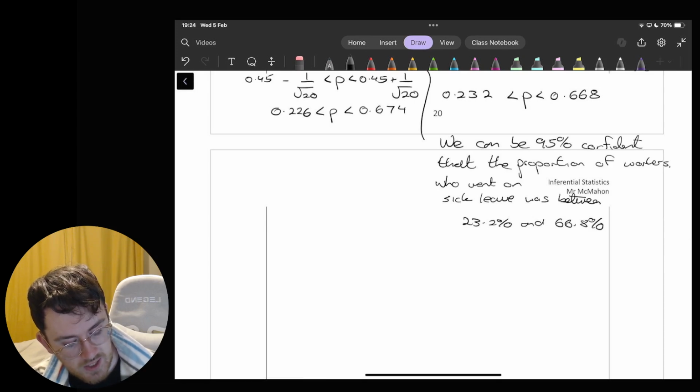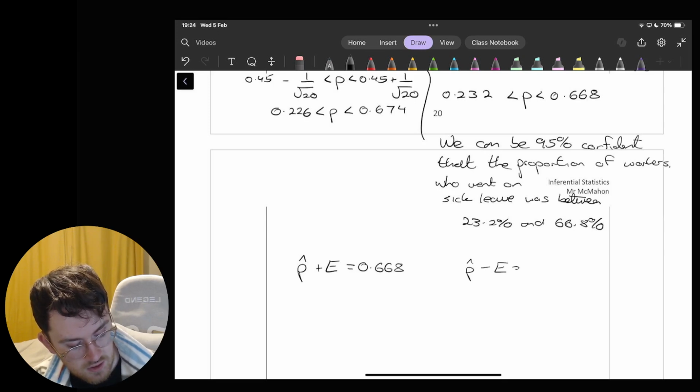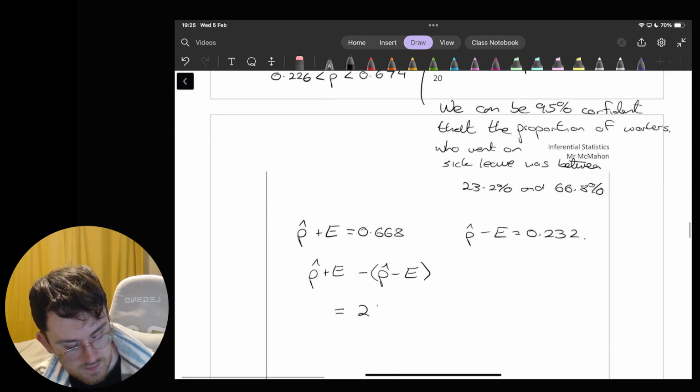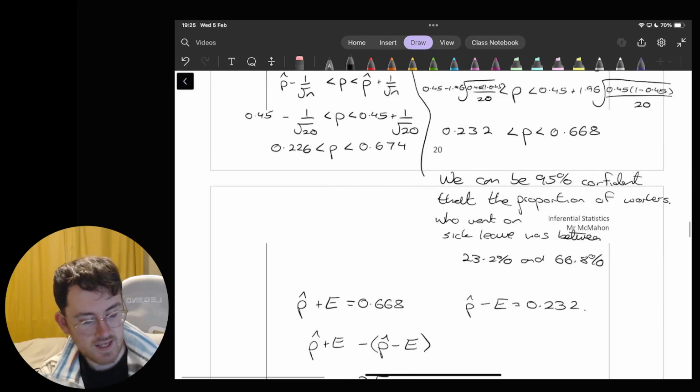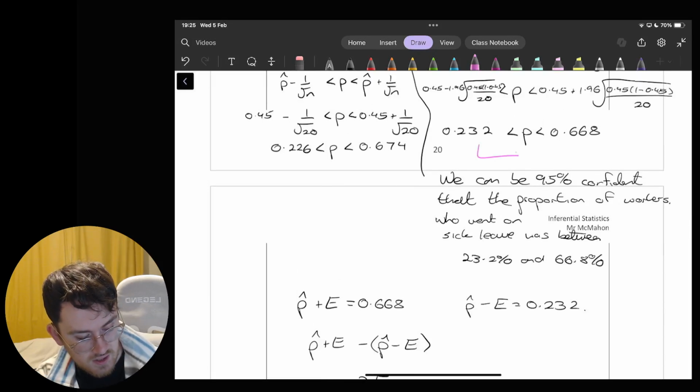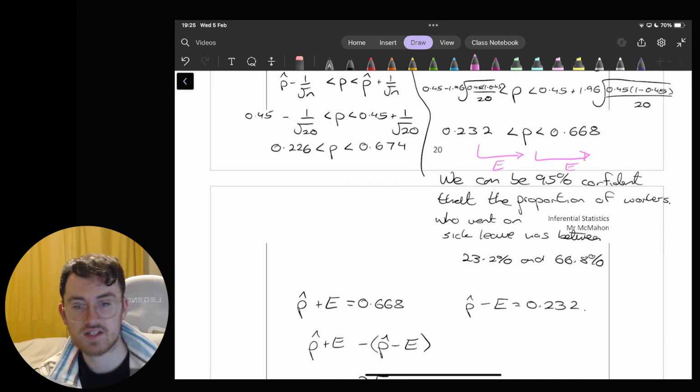Okay, we have to think about how p hat plus the error was 0.668. P hat minus the error was 0.232. If I subtract those, that's going to give me twice the error, which kind of makes sense here. We're basically saying that from here to here is a distance of the error, and then from here to here is also a distance of the error.